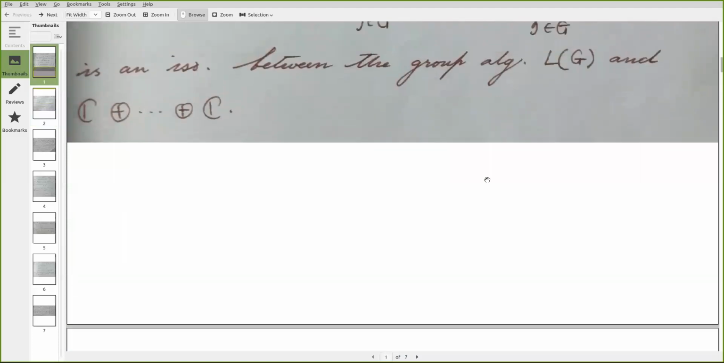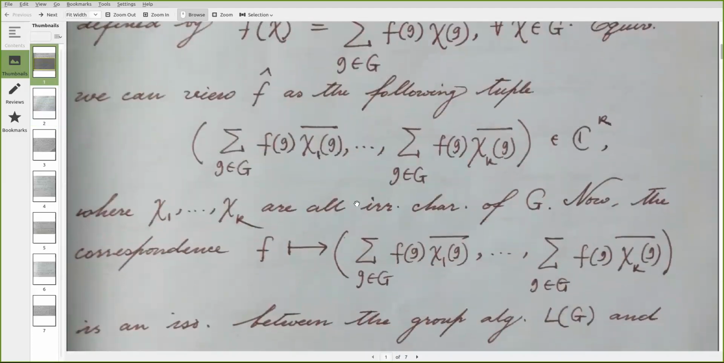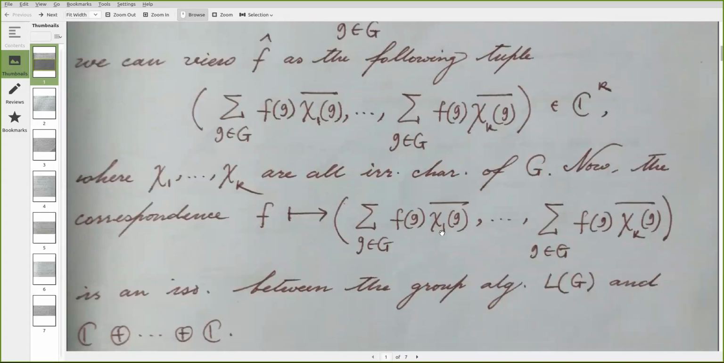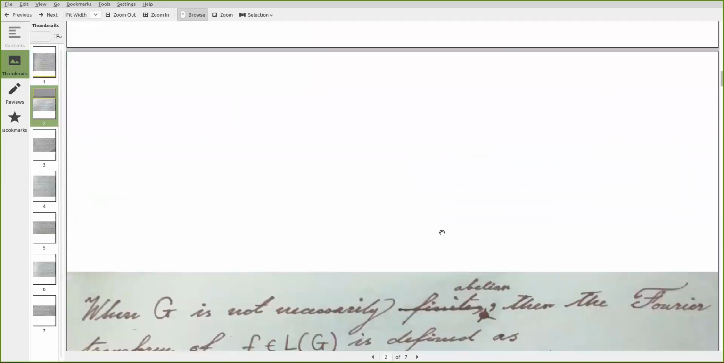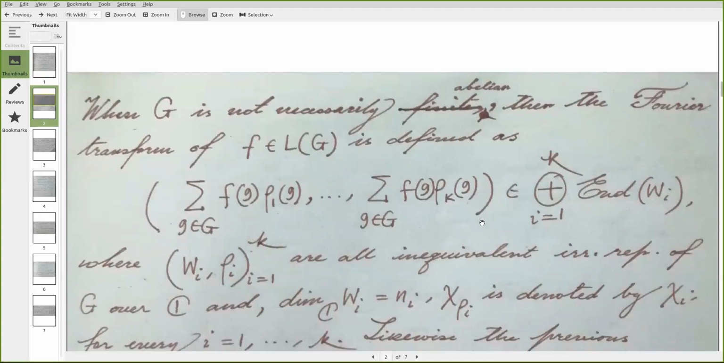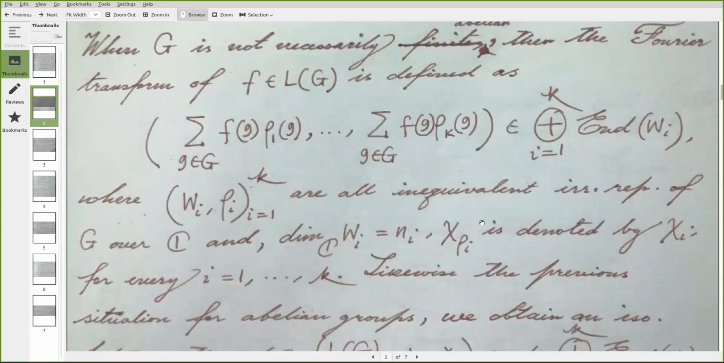But when we define the Fourier transform in the setup of abelian groups, there we used to have chi i conjugate instead of chi i. So seeing this, you may not agree to accept this as the definition of Fourier transform for general groups, because apparently this differs from what we had earlier for abelian groups. Okay. If you have that concern, then let me tell you, it is not any serious matter at all.